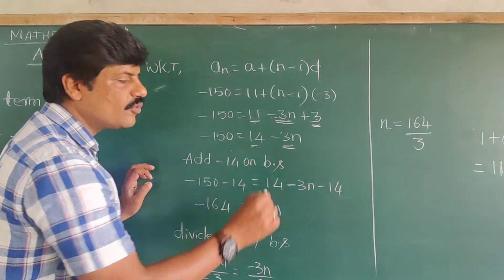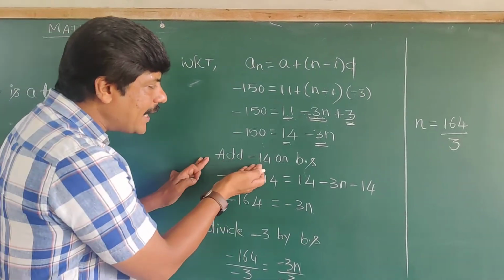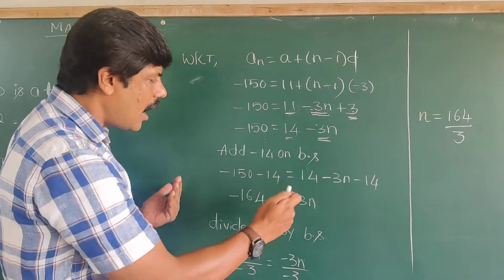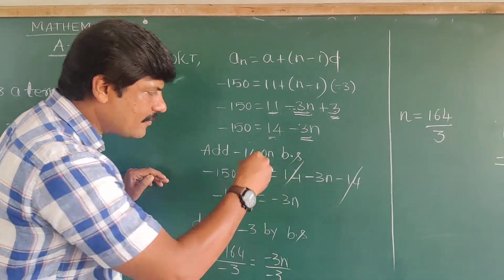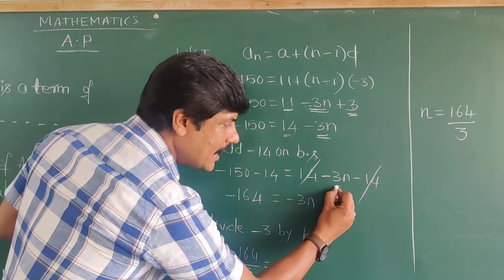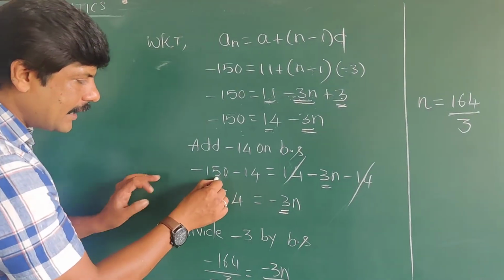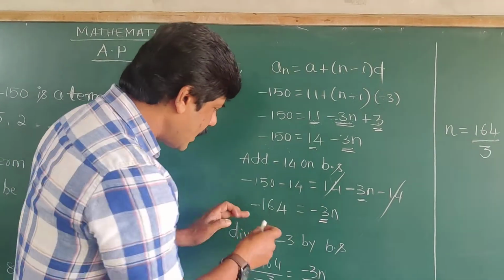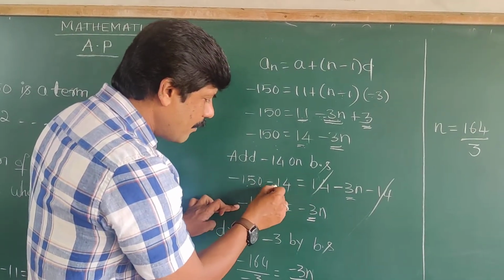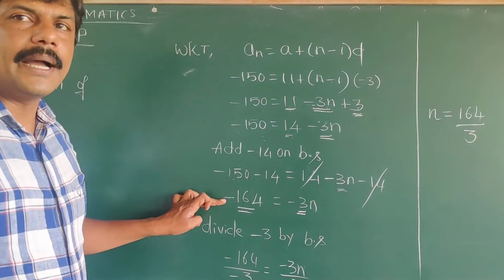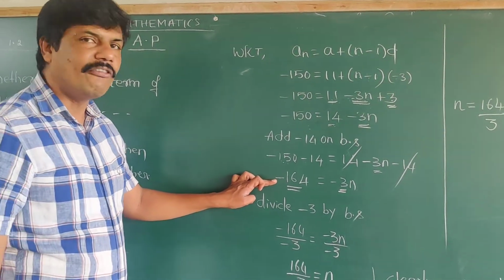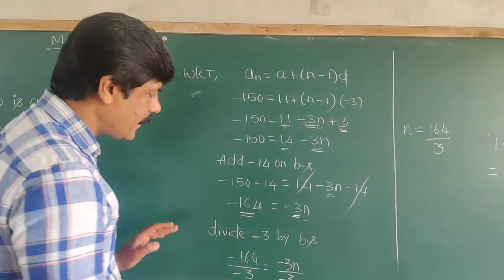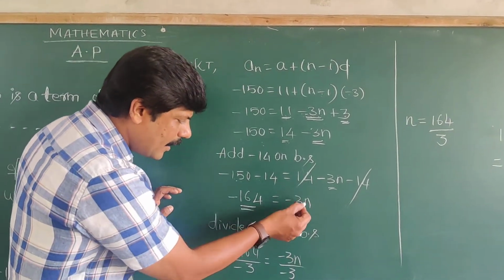Now to eliminate plus 14, what we do is add minus 14. Since plus 14 is there, add minus 14 on both sides. After adding, minus 14 plus 14 gets cancelled. What is remaining is minus 3n, and here, as I told long back, it should be added. We are adding minus 150 minus 14, which is nothing but minus 164.